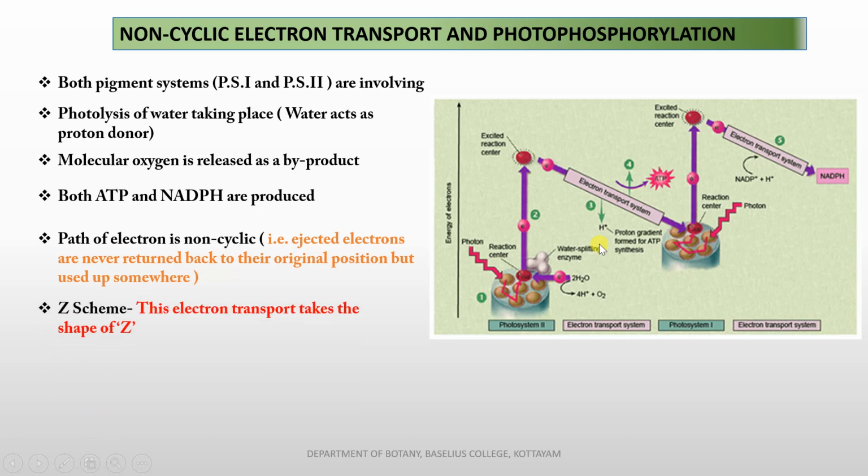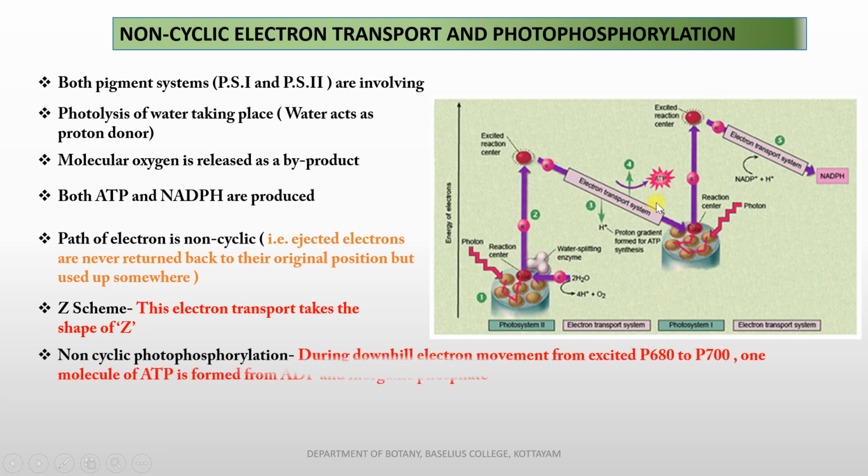And one more important thing, non-cyclic electron transport is also known as the Z scheme. Why Z scheme? This electron transport takes the shape of Z. That is why the name Z scheme. And here we found ATP synthesized here, and ATP synthesis in light reaction is termed as photophosphorylation, and this particular photophosphorylation is termed as non-cyclic photophosphorylation, because this ATP synthesis is accompanying the non-cyclic electron transport. That is why it is non-cyclic photophosphorylation.